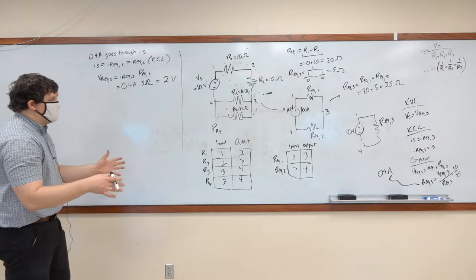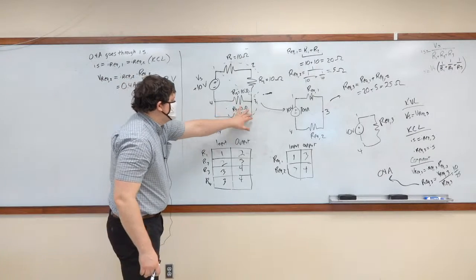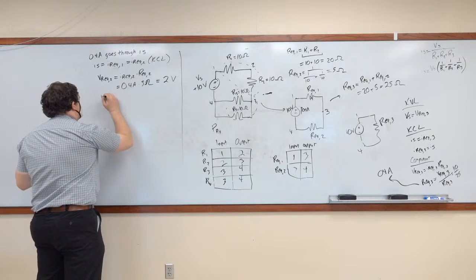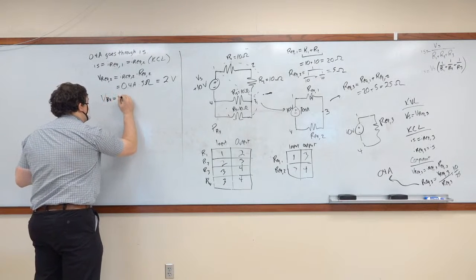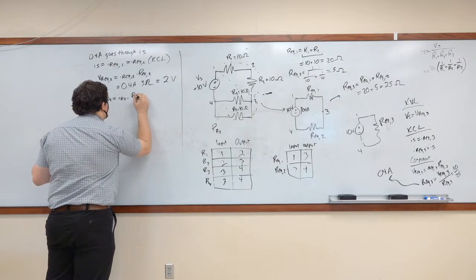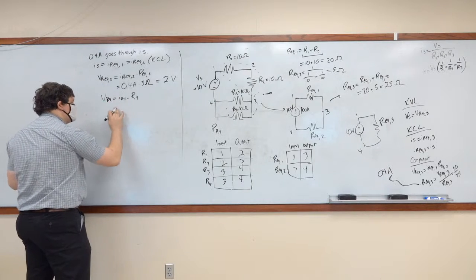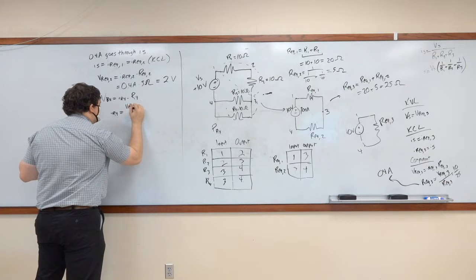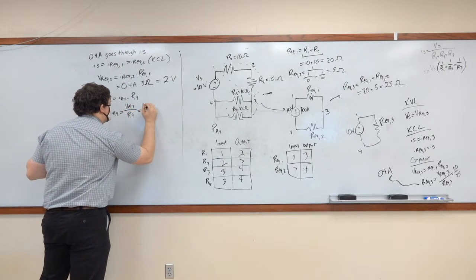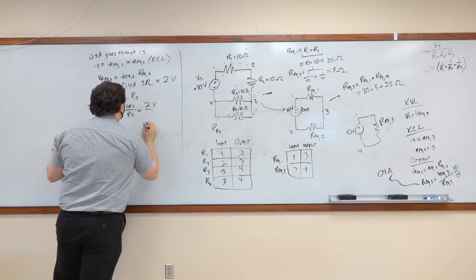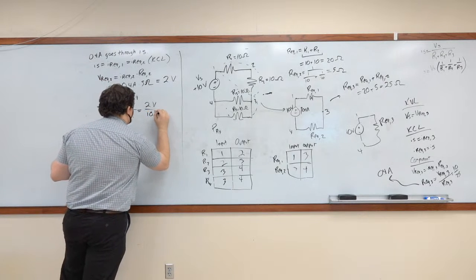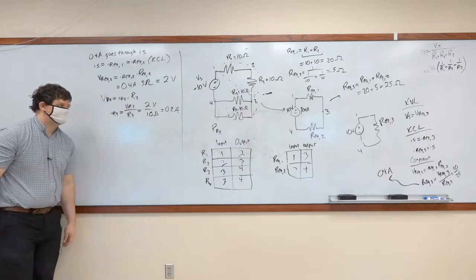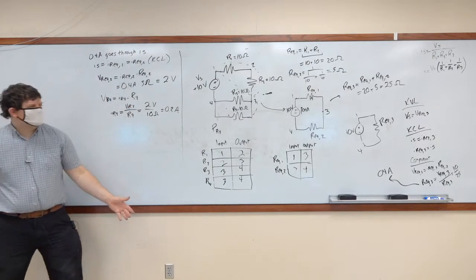To solve for now R4, we know what the voltage is between 3 and 4. It's 2 volts. So VR4 is equal to IR4 times R4. We know what this is, we know what that is. We do not know what IR4 is. IR4 is equal to VR4 divided by R4, which is equal to 2 volts divided by 10 ohms, which is equal to 0.2 amps.